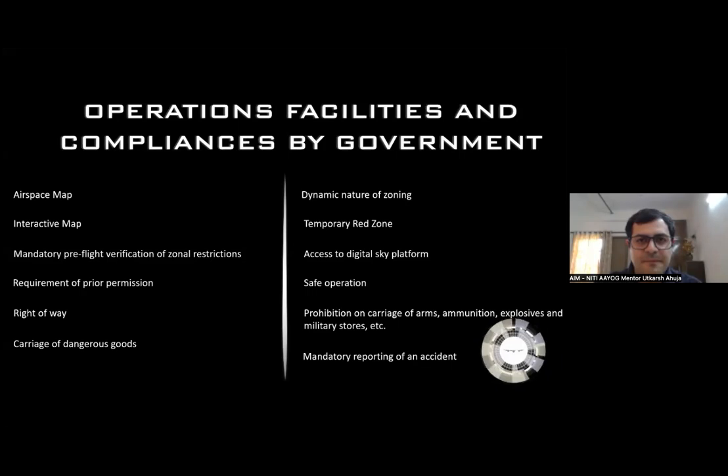Carriage of dangerous goods has to be very much taken care of. You should not carry any puffed up batteries, or your battery should be under very good observation and in good operational range, and should be able to endure your entire flight time, which you have thought of. Then there is the dynamic nature of zoning, temporarily red zone, access to the Digital Sky platform, safe operation, prohibition of carriage of arms, ammunition, explosives, and military stores, etc. Mandatory reporting of an accident: as I said, the accident definition earlier. If you have an accident, you will have to report. Otherwise, you will come under the jurisdiction of that area very quickly; authorities will come to you immediately in that situation.